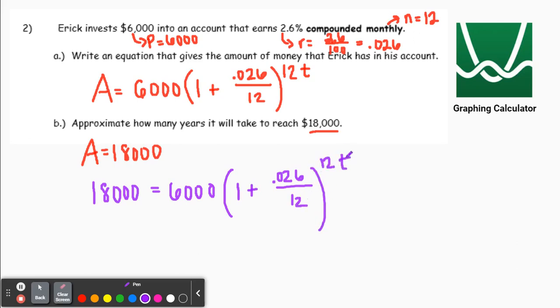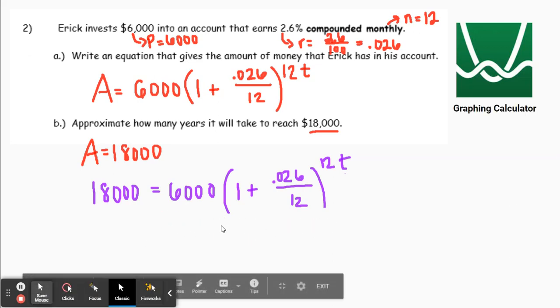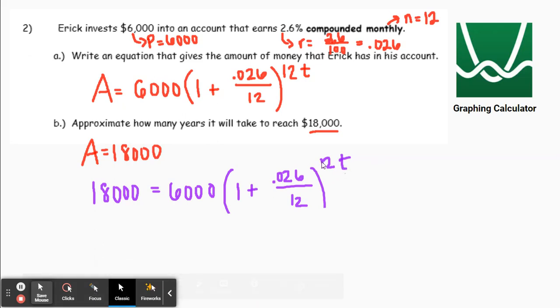This is a different situation than the previous example. If we look, we have a variable on this side. There's a t there. So I can't just type that in. I have to actually use a graphing calculator to help me solve that. We have a variable on this side, so I can't just type this into a scientific calculator. I have to use a graphing calculator to help.